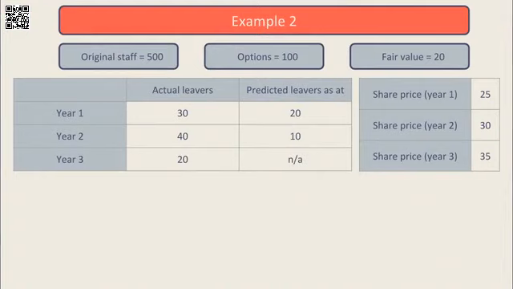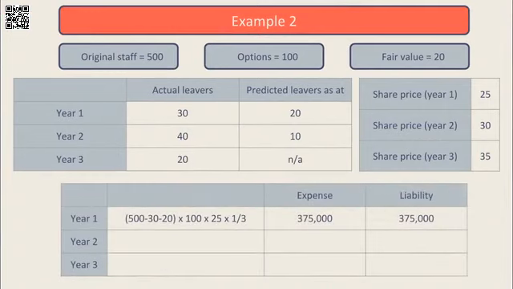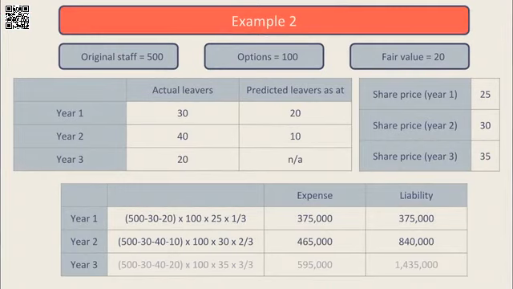This update to fair value has resulted in an overall increase in the expense being recognised. The mechanics, however, remain the same, in that at the end of the year, we require a liability of 375 and therefore charge expense of 375. At the end of year 2, we require a liability of 840 and therefore charge expense of 465. And at the end of year 3, we require a liability of 1435 and therefore charge expense of 595.